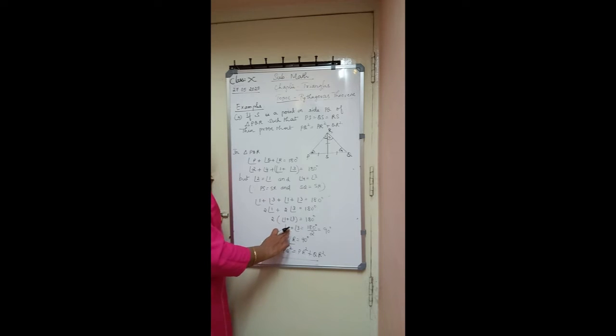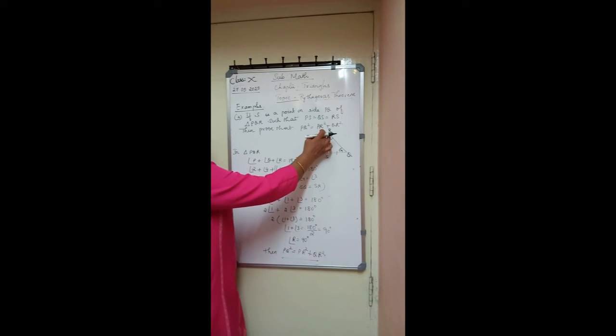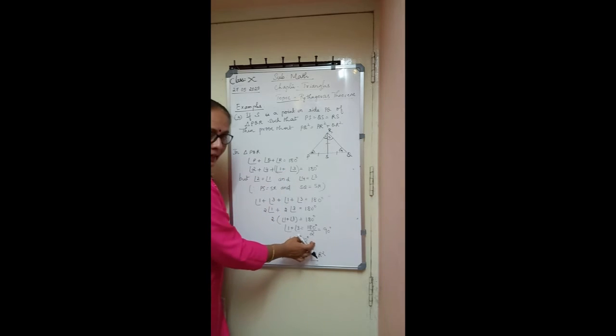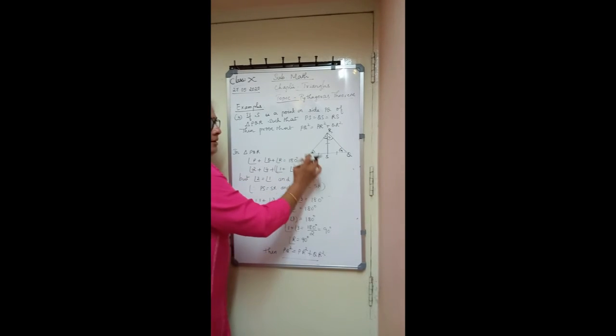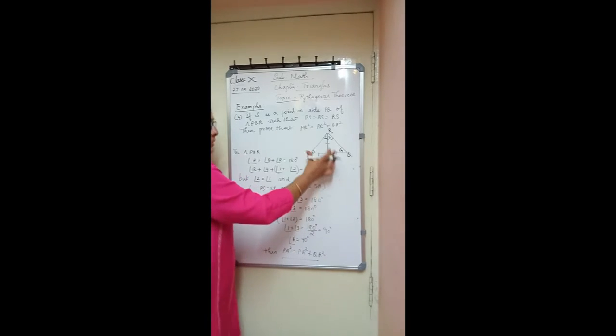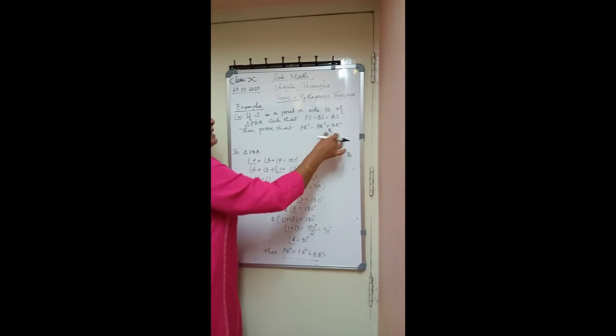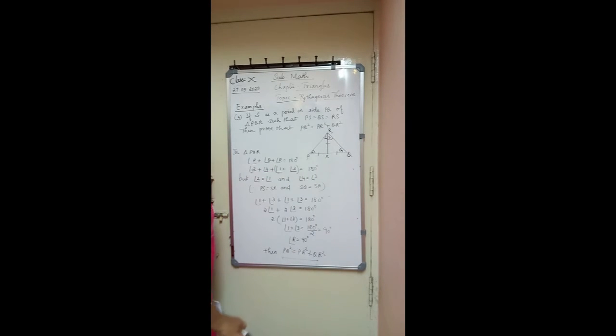So angle 1 plus angle 3 equals 180 by 2, 90 degrees. So angle 1 plus 3 is nothing but angle R, which is 90 degrees. So triangle PQR is a right angle triangle at R. Then PQ square, which is the hypotenuse, equals PR square plus RQ square. Yes? Okay. Next example, fourth example.